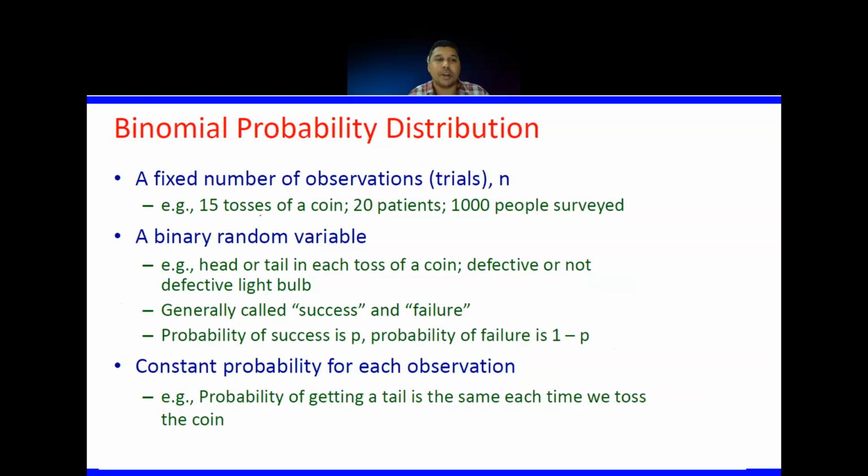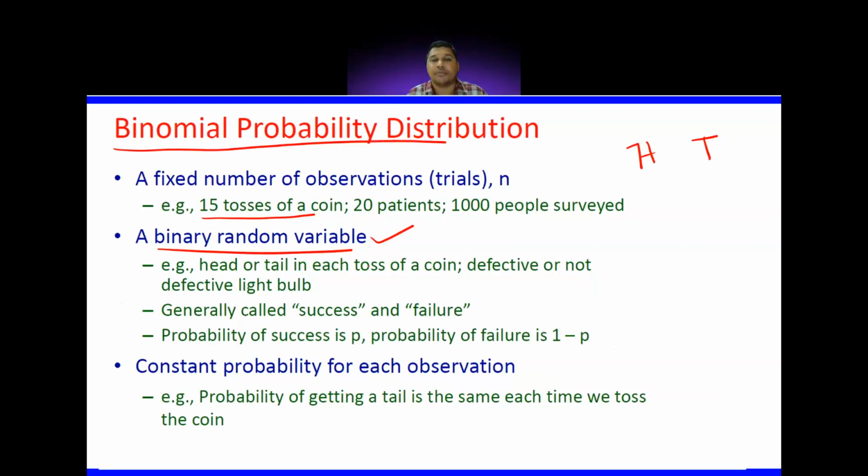Okay. So examples: 15 tosses of a coin, 20 patients, 100 people surveyed. Such kinds of examples. Okay. A binary random variable. It's a binary random variable because it gives only two outputs, either yes or no. Because you see here, 15 tosses of a coin, I may get only a head or I may get a tail. Okay, so the random variable used in binomial probability distribution is a binary random variable. Head or tail in each toss, defective or not in the light bulb case. So generally it is called success and failure.